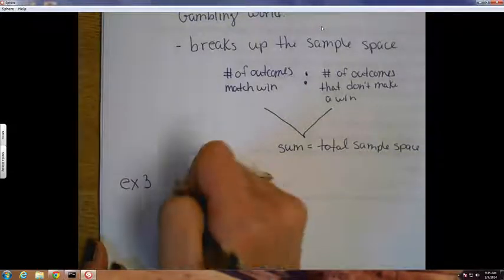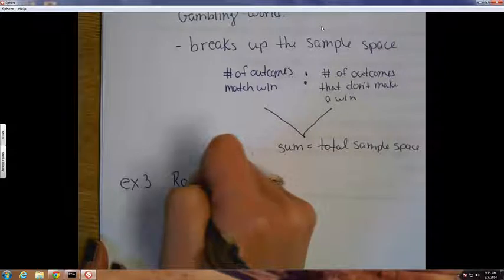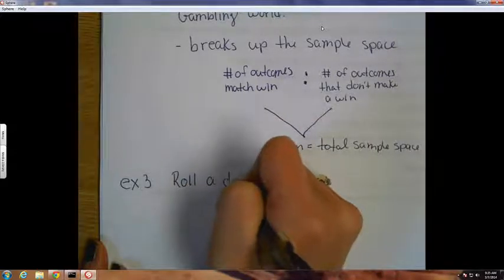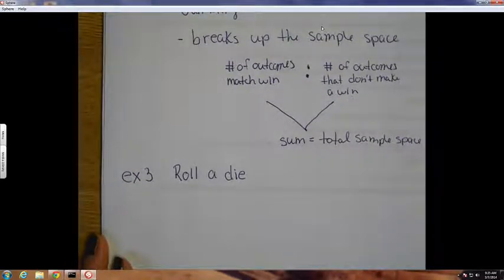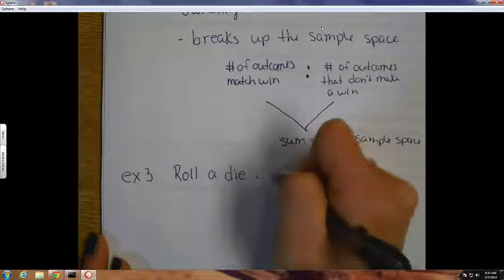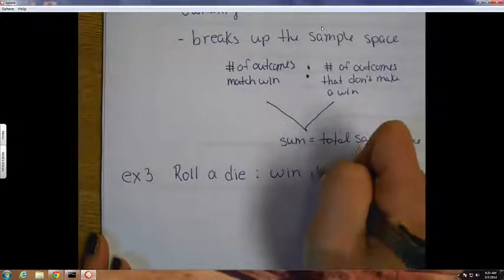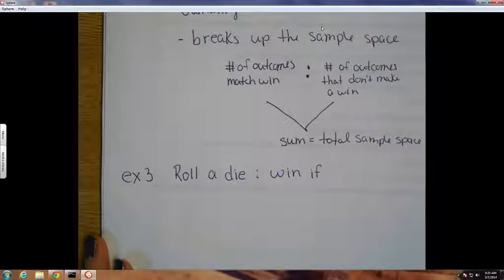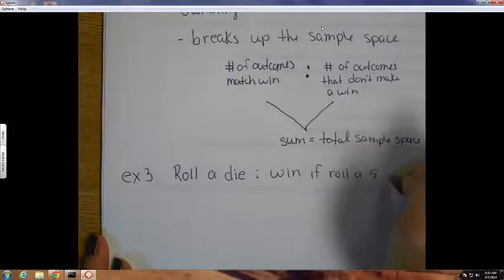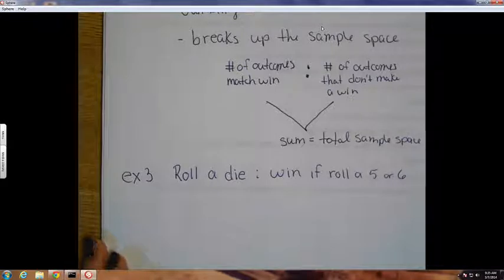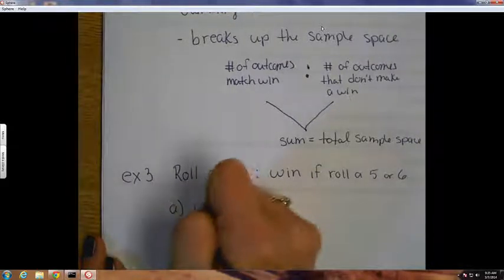Okay, we'll start simple here. We're going to roll a single die. Keep this game simple. You could have this at like a little kids carnival or something. You win if you roll a 5 or a 6. Anything else you lose. So, my first question, what are the odds that you win this game?